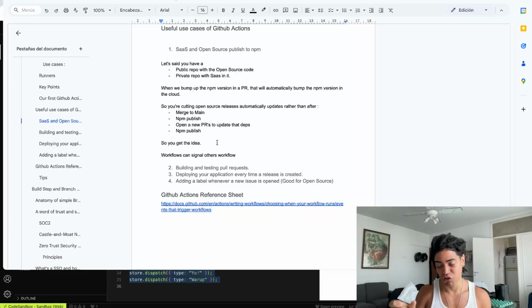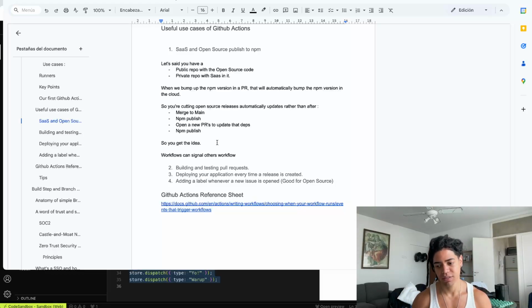And if you need to, for example, roll back those updates, then you need to create a new PR for those updates, merge to main, and run the npm publish. So you get the idea.